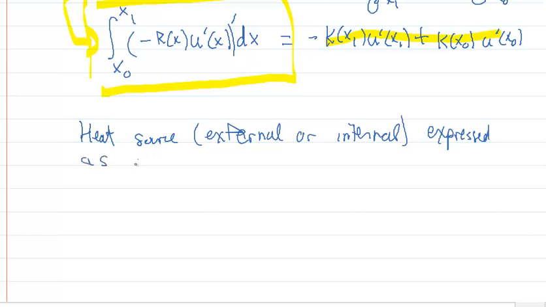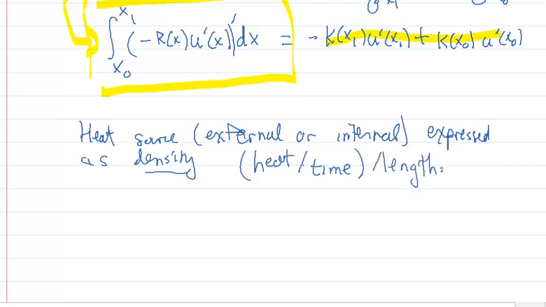Expressed as a density, now density would have units of heat per length. All right, actually it's heat per time per length. Just like a mass density is mass per length, so heat source density would be the heat source strength, which is heat per time per length.